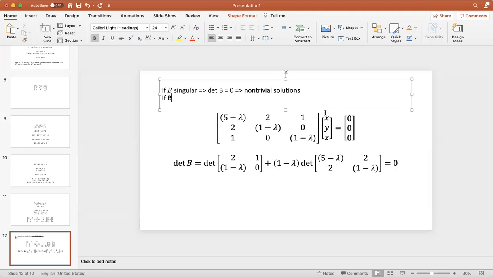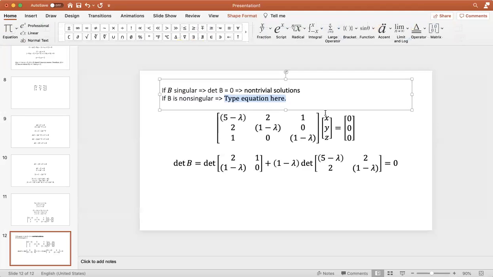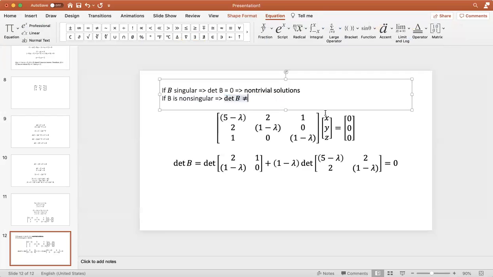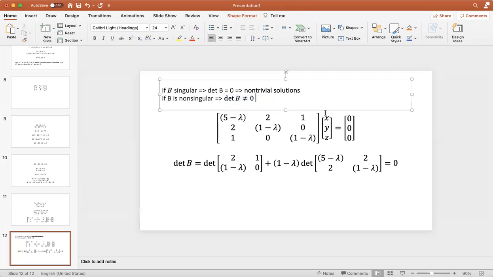However, if B is non-singular, it means that the determinant of B is not equal to 0. Determinant of B is not equal to 0. And this implies that you have what we call the trivial solution. Bakit siya tinawag na trivial solution? It's basically mathematics telling you that if the determinant of a matrix is non-zero, then for obvious reasons, since the right-hand side is 0, kung ito non-singular, right? If this is non-singular and the right-hand side is just equal to 0, right?